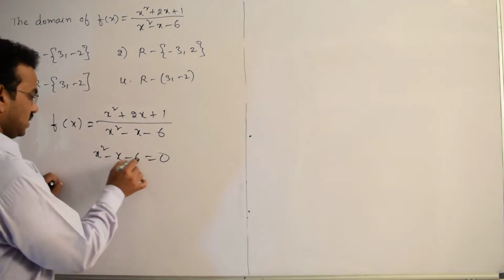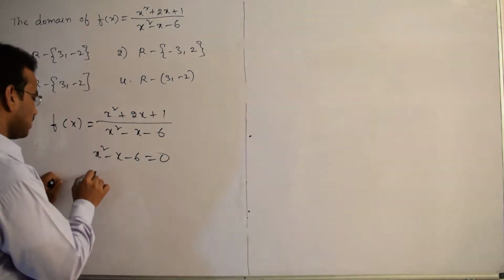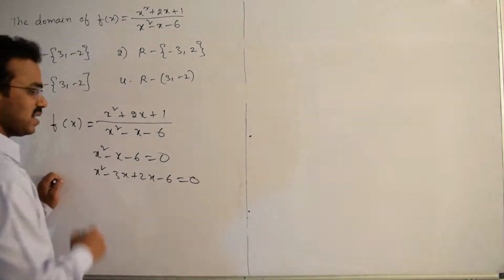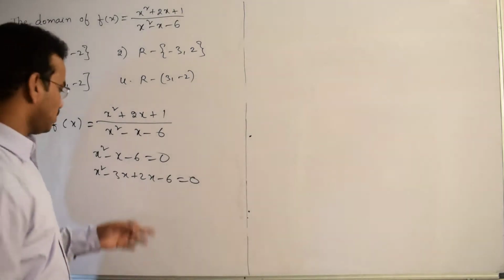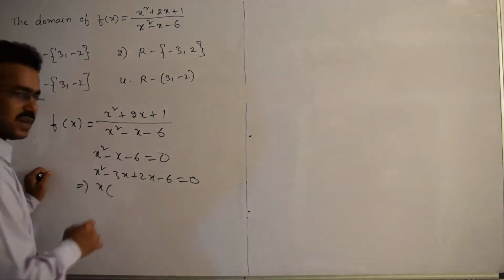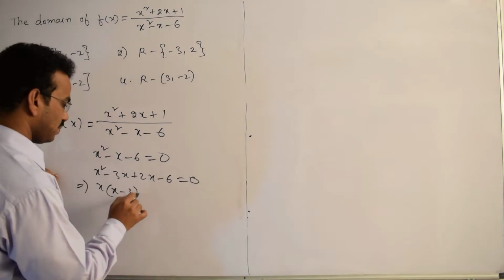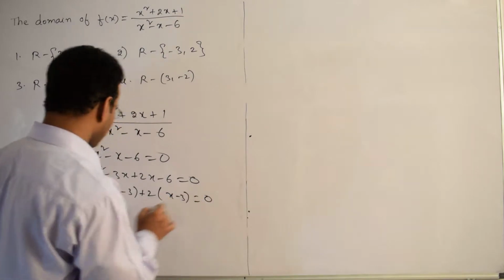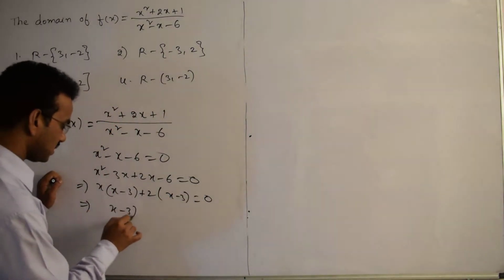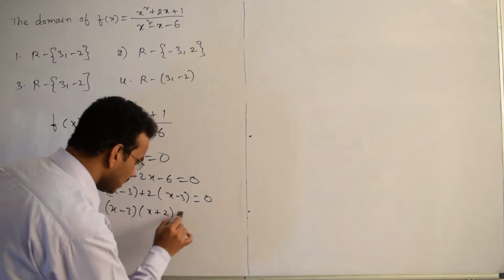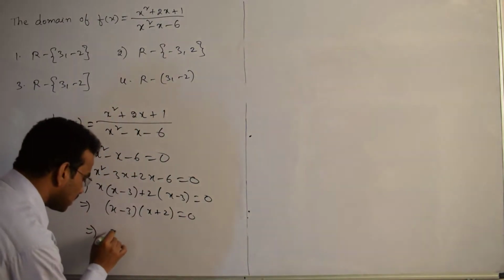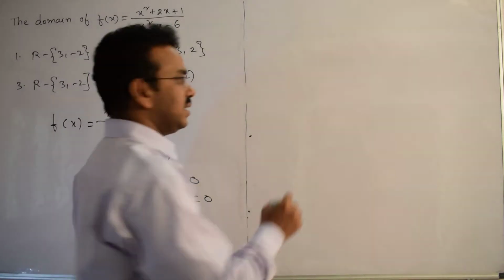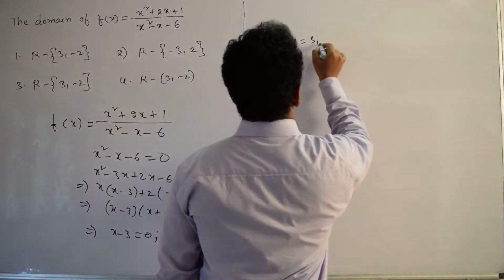So here, x square minus x minus 6 can be written as x square minus 3x plus 2x minus 6 equals 0. Why? Minus 3x plus 2x is minus x. So finally this implies x, I am going to take out from the first two terms, x minus 3, plus 2, 2 is going to be taken outside from the other two terms, x minus 3 remains, which equals 0. This implies x minus 3 into x plus 2 equals 0. Now this implies x minus 3 equals 0, x plus 2 equals 0. Therefore, x equals 3, minus 2.